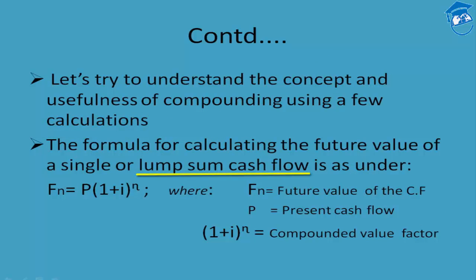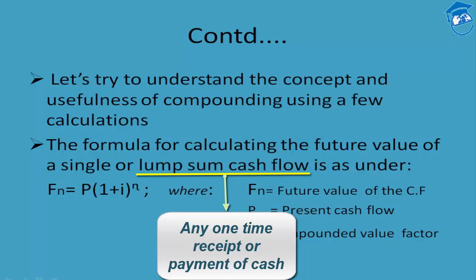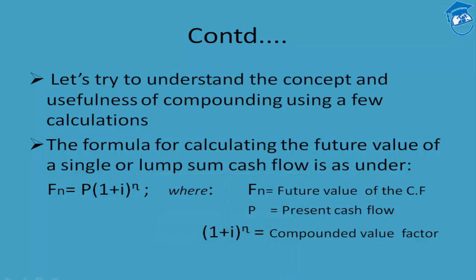But when we use the term lump sum cash flow, it refers to any one-time receipt or payment of cash. It can be both. Any one-time receipt of cash can be a lump sum cash flow, or any payment of cash can be known as a lump sum cash outflow. But lump sum means it should be one time. It should not be fragmented, it should not be intermittent, there should be no recurring. So any one-time receipt or payment of cash is termed a lump sum cash flow or a single cash flow. Now, students, the formula for a single or lump sum cash flow is as under.